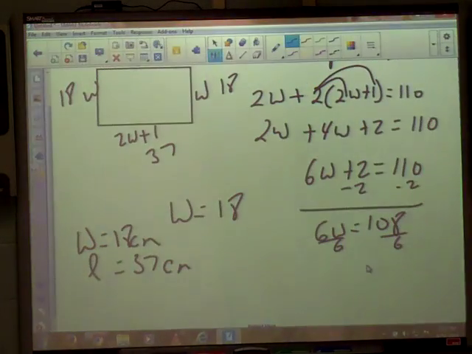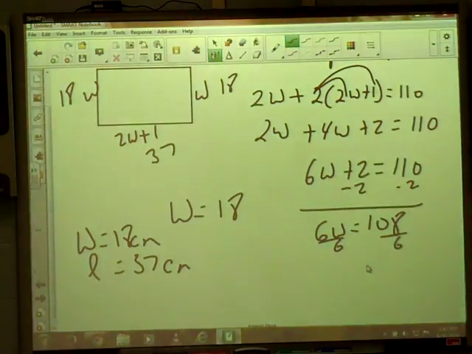Alrighty. Let's do another one like that, and then we'll get to the percent and stuff, those last 3 bullets. It's not a rectangle, though.